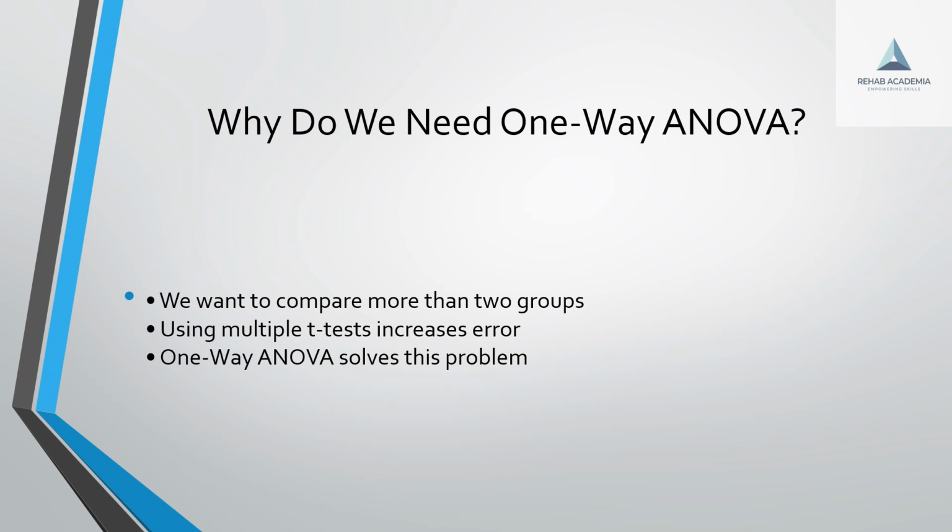In rehabilitation research, we often compare outcomes among more than two treatment groups. If we use multiple t-tests, the chance of making a false conclusion increases. One-way ANOVA helps us compare all groups at once while controlling the error.